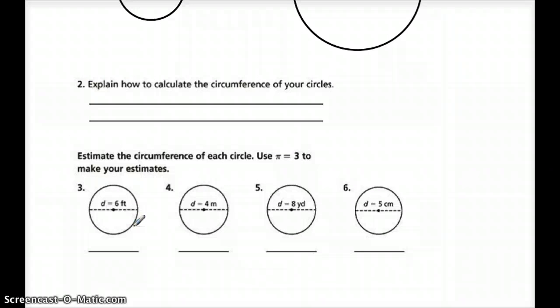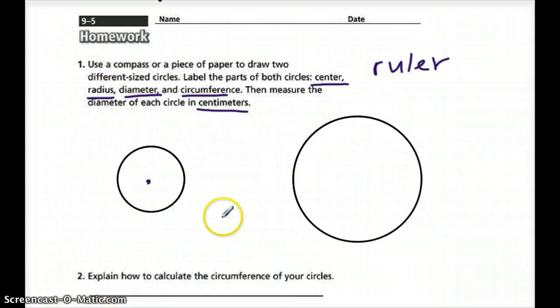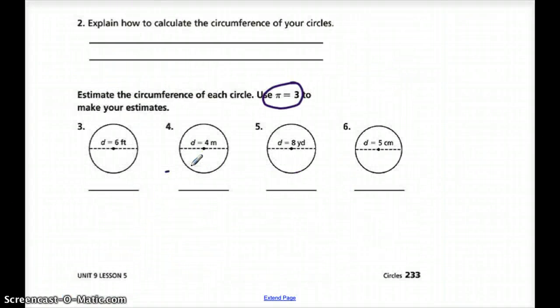Number 3 says estimate the circumference of each circle if pi equals 3. So you're not doing 3.14, but you're going to do 3. So remember to find circumference. You wrote how to find it up here. So use that formula to find the answers to the 3, 4, 5, and 6. Okay, so you're doing pi times diameter. Okay, and you're using pi as 3.